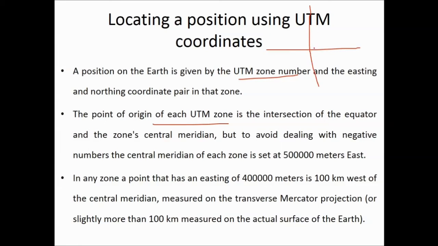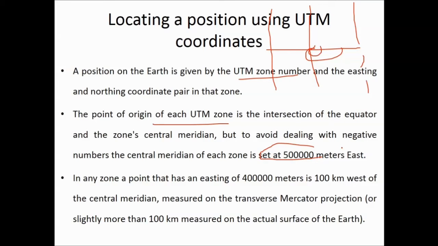The complete zone is like this. In the center you have the center meridian, you have the equator, and the 0, 0 is here. But to avoid dealing with negative numbers, the center meridian of each zone is set to 5 times 10 to the power 5 meters east. That is why I mentioned it earlier in the diagram.